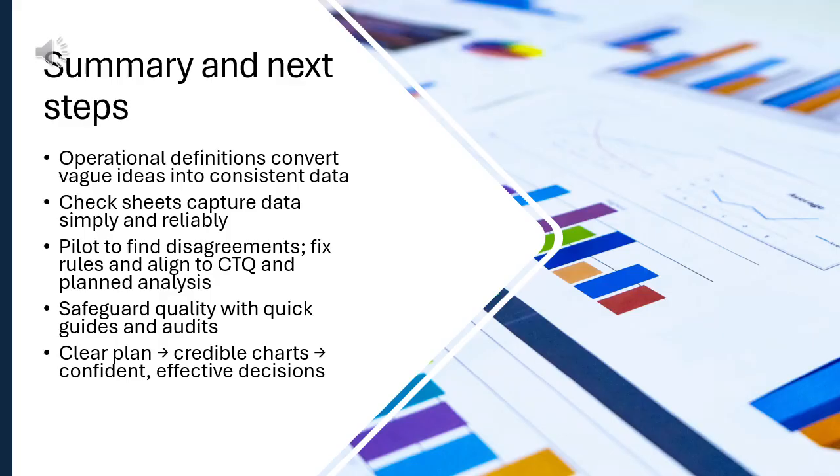Operational definitions turn vague ideas into consistent data. A check sheet captures that data simply and reliably. Pilot the form, find disagreements, and fix the rules. Keep the form aligned to the CTQ and the analysis you plan. Protect data quality with quick guides and audits. When your plan is clear, every chart becomes credible. With credible data, your improvement decisions become confident and effective.